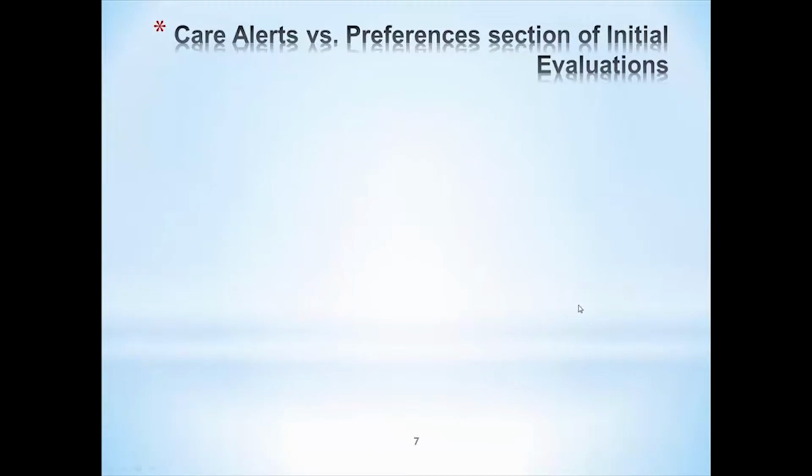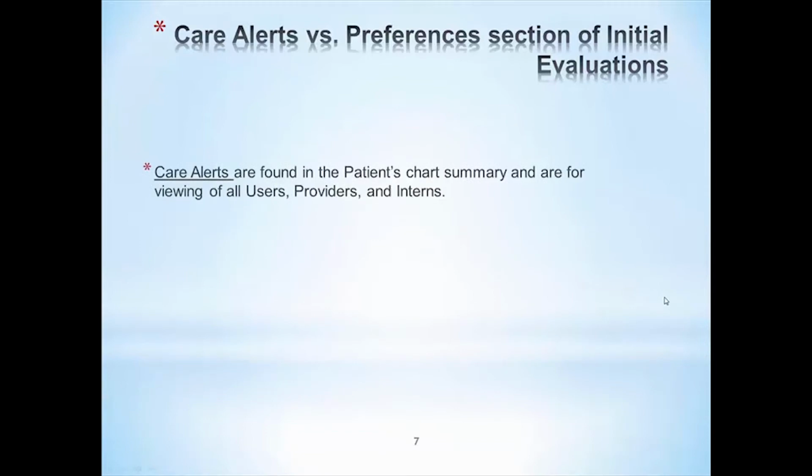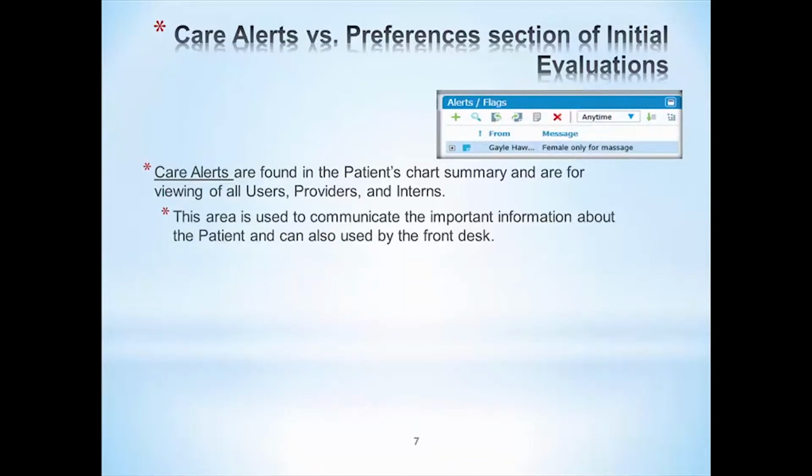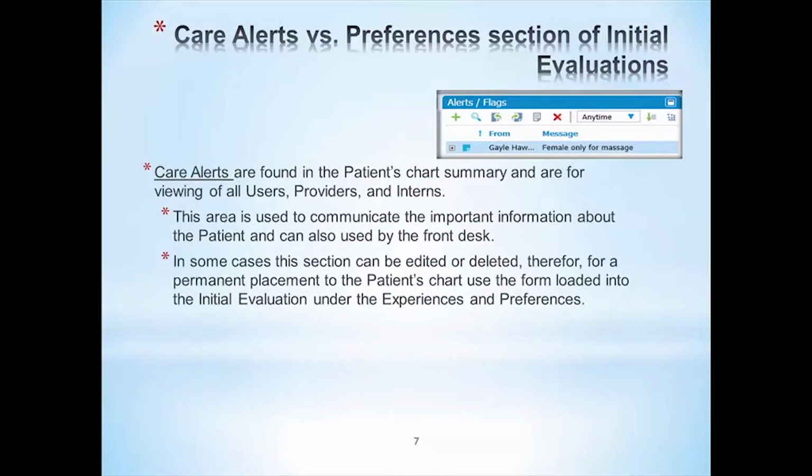The last key concept to remember are care alerts and preferences. Care alerts are found in the patient's chart summary and are for viewing of all users, providers, and interns. This area is used to communicate important information about the patient, and it can also be used by the front desk. In some cases, this section can be edited or deleted. Therefore, for a permanent placement to the patient's chart, use the form loaded into the initial evaluation under Experiences and Preferences. You may also add it to the care alerts and flags.